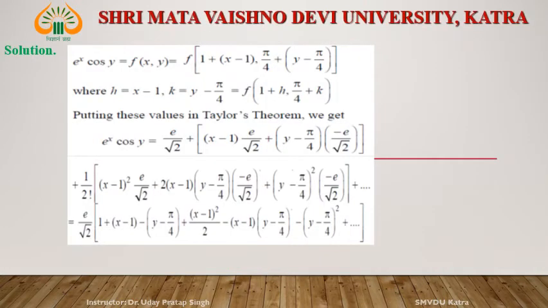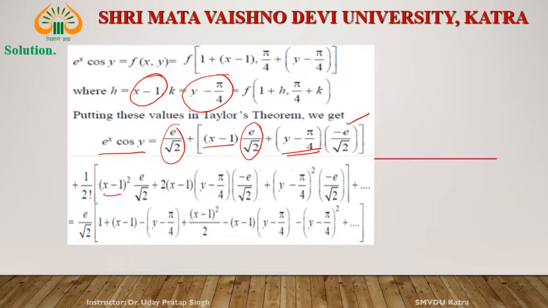We obtain h is x minus 1, k is y minus pi by 4, right? We got this function at 1 and pi by 4, this x minus 1 dou f by dou x at 1 and pi by 4, e to the e by root 2. Then k function at 1 and pi by 4, this thing 1 by factorial 2 x minus 1 square e by root 2, 2x minus 1 y minus pi by 4 minus e by root 2, y minus pi by 4 square minus e by root 2, right? That's one. Now simplifying this, you got this series. Okay.